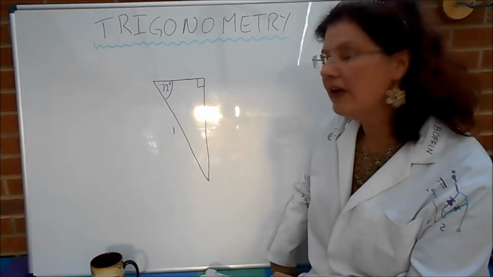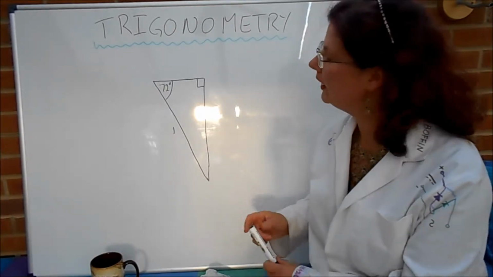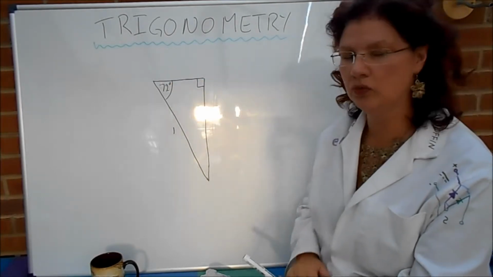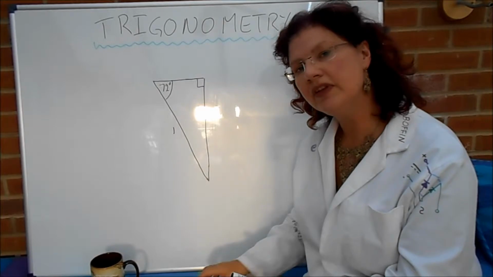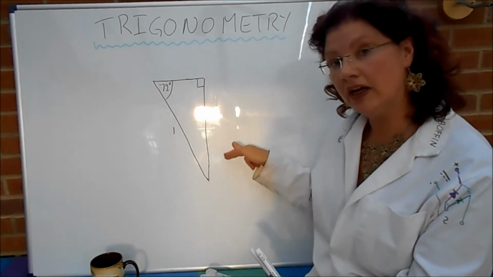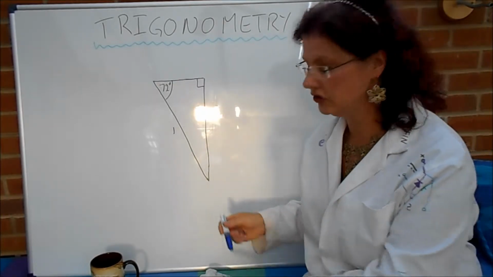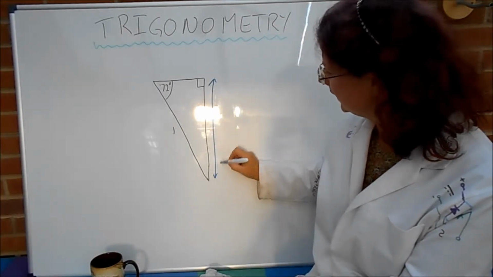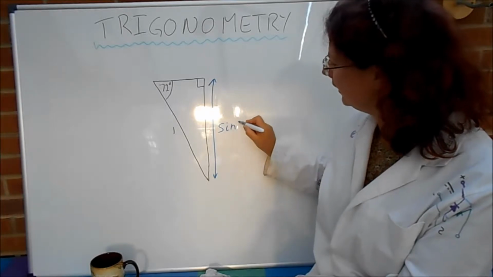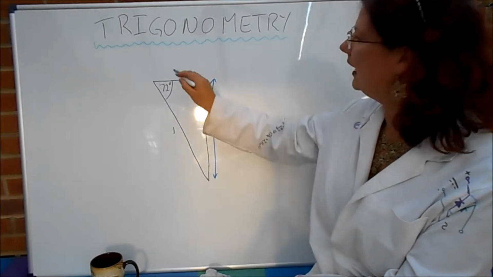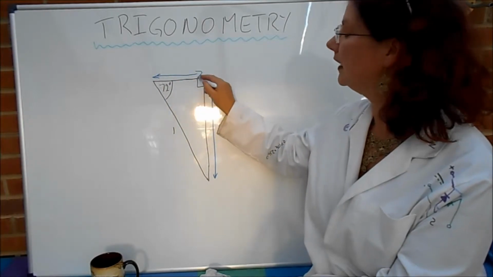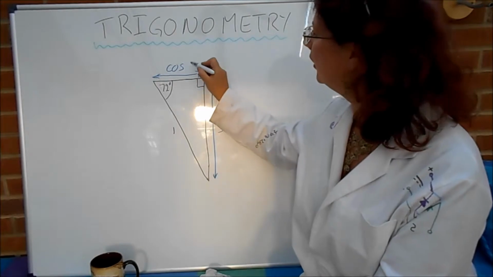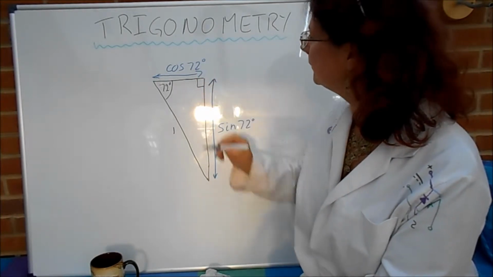Now, if we're talking about the height and the width of this triangle, then this one here is the height and this one is the width. So as I said last time, sine is to do with the height and cosine is to do with the width. So this side here is going to be the sine of 72 degrees, and this side here is going to be the cosine, usually abbreviated cos, of 72 degrees.